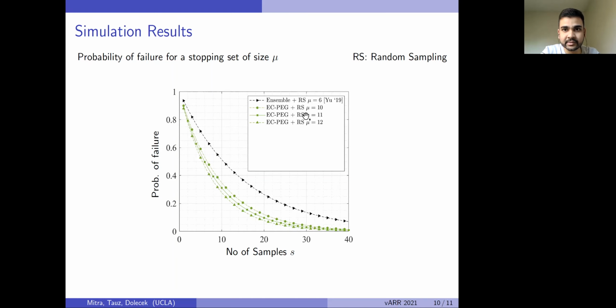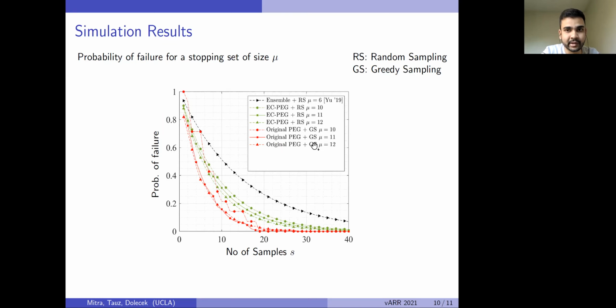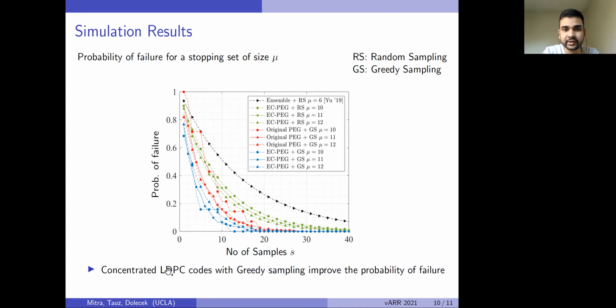Now, instead of using random sampling, let's move to greedy sampling, but keep using the original PEG algorithm. Because now we use greedy sampling, that is, we sample the variable nodes based on the cycle distribution, we get a further reduction in probability of failure. And then finally, when we use the entropy constraint progressive edge growth algorithm, where we have concentrated the stopping sets and then use the greedy sampling strategy on this code, we get a further reduction in probability of failure. Hence, we conclude that concentrated LDPC codes coupled with a greedy sampling strategy improve the probability of failure of right node detection of data availability attacks.